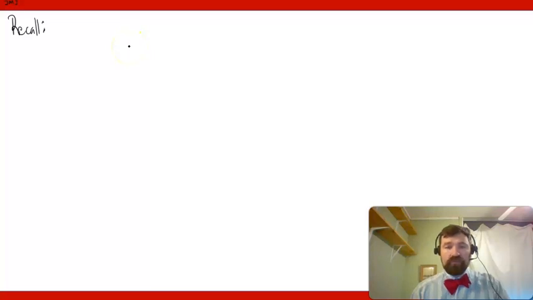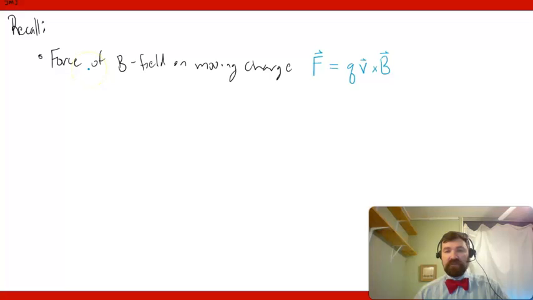Before we can get into the physics of the Hall effect itself, we need to recall a few things that we've learned in previous lectures. For example, we know that the force on a moving charged particle from a magnetic field is given by the equation F equals QV cross B, or in other words, the magnetic force on this moving charge has a magnitude of QVB times the sine of whatever angle is between the field and the velocity vector.